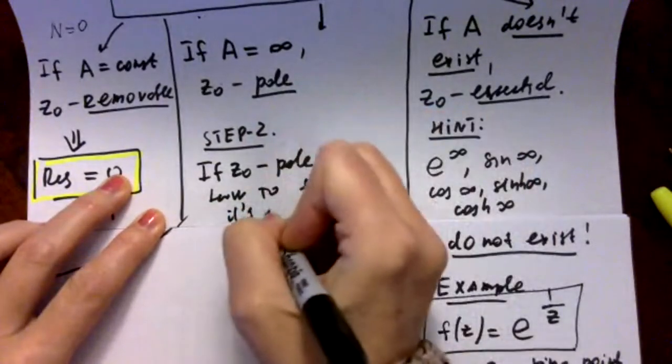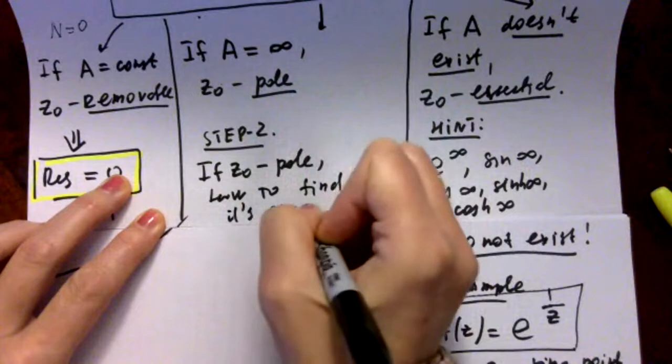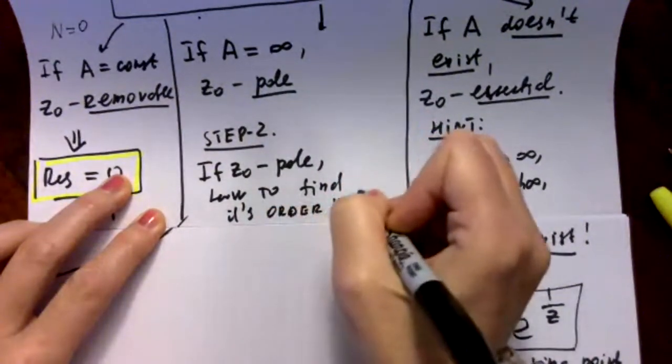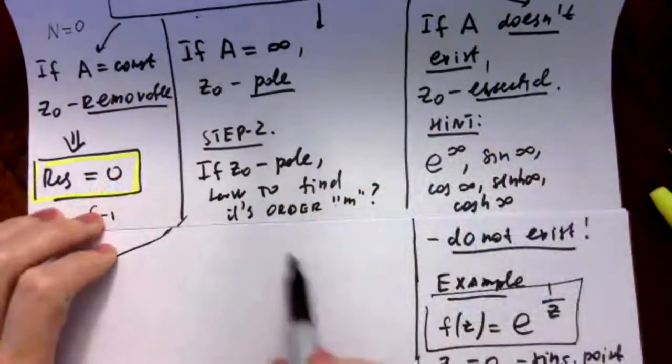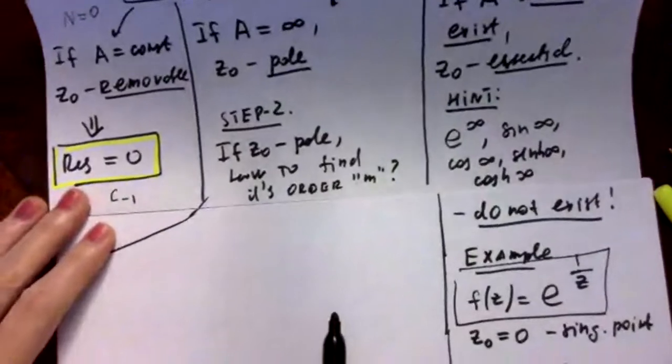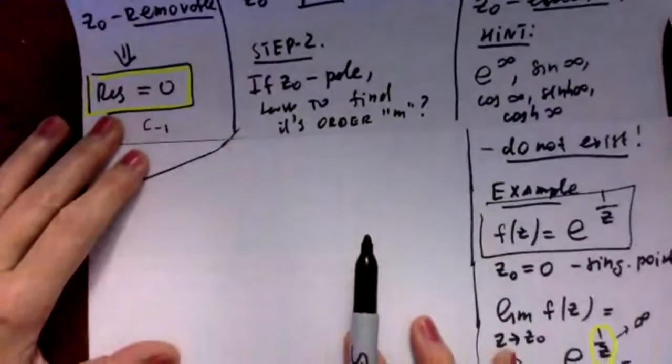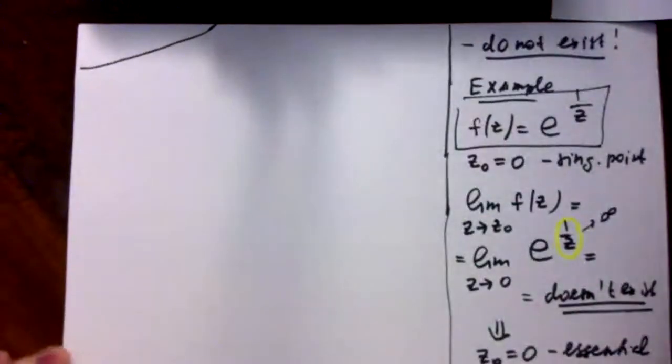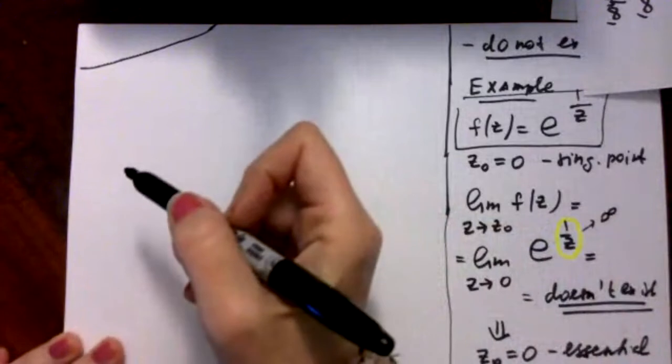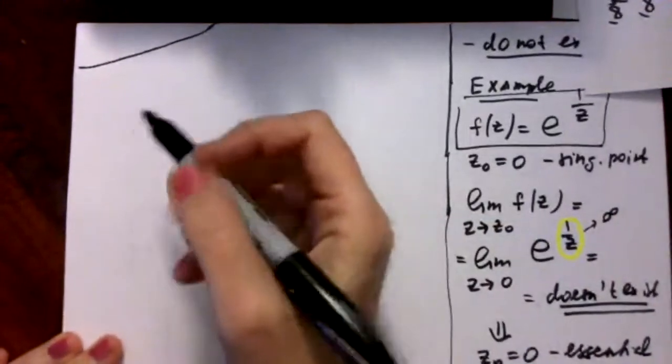How to find its order? We always denote this order by the letter M. Let's discuss it here in this extension of the second column. So I'm trying to organize this space properly. This is the second column.